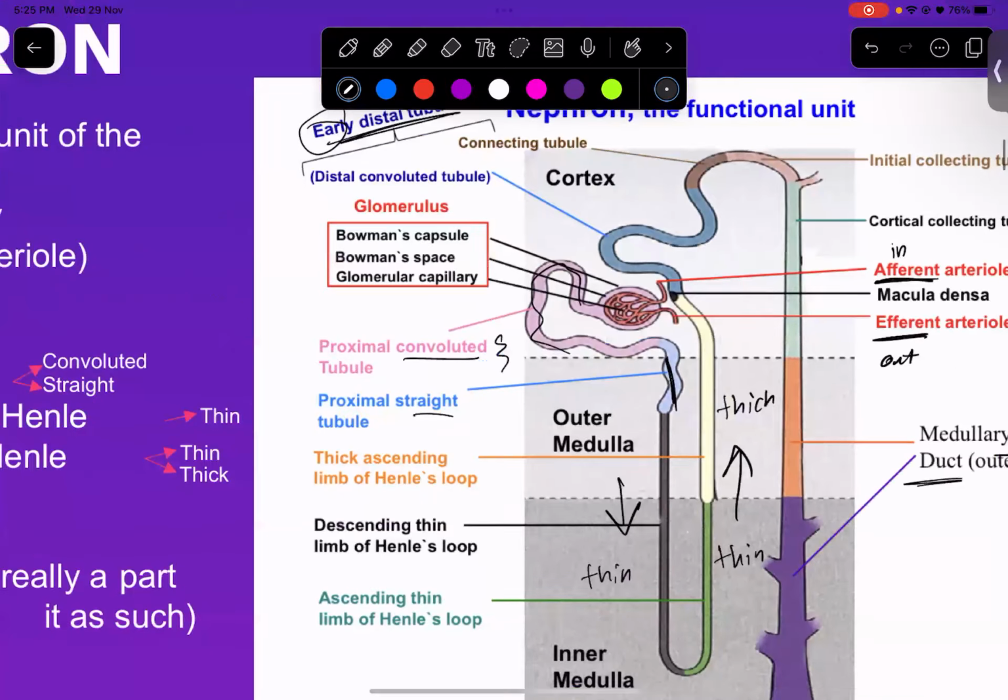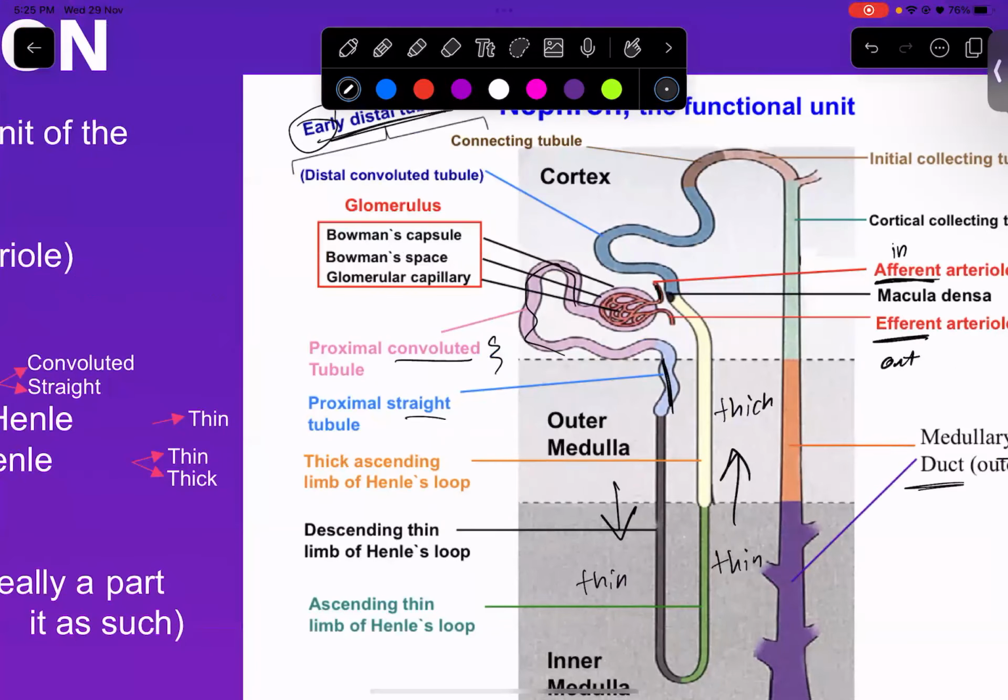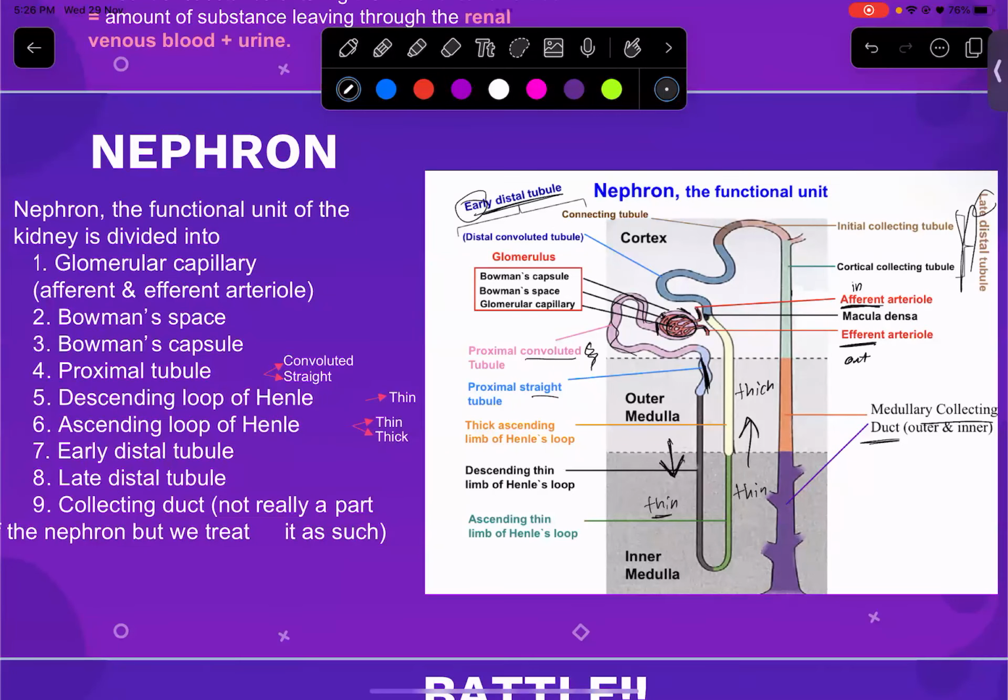So let's go over this quickly again. We start off with the afferent, which is in, and then efferent is the one that is going out. And then we have the glomerular capillary, Bowman's capsule surrounding it, Bowman's space, that is the space in between. We start with the tubules. After we finish with the filtration barrier right here, we have the proximal tubule divided into convoluted, which is coiled, and straight. We have the loop of Henle, which is divided into descending and ascending. Descending is only ever thin, and ascending is both thin and then thick. Then we have the early distal tubule, late distal tubule, and eventually the collecting ducts, which is not really part of the nephron.